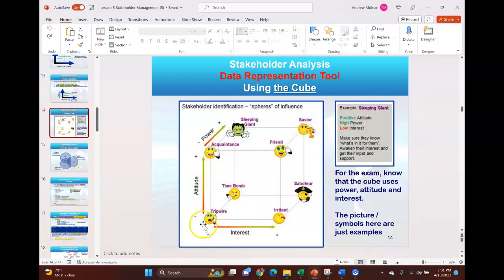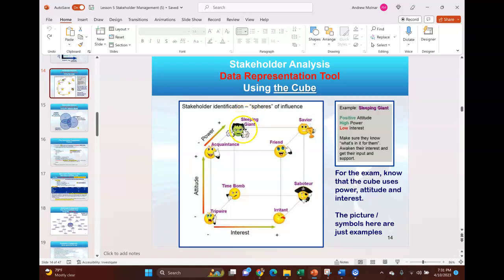From an attitude perspective, see the attitude bar here? They have a very positive attitude, so you know they're up here. Their power is high, so you know they're over here, and their interest is low, so I'm not going to move over here, I'm going to stay here. And that's how I end up at the sleeping giant, right? And that might create some conversation with you and your team to understand stakeholders and maybe move them into a more positive, friendly, savior type of approach, right?